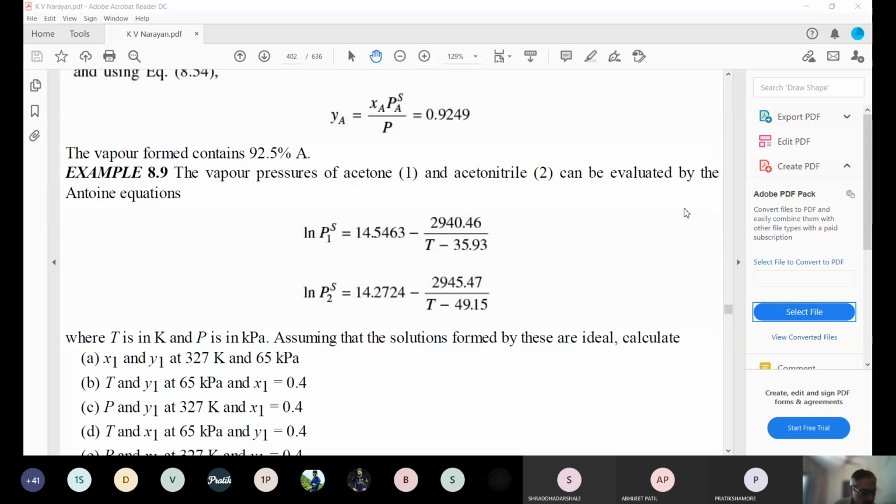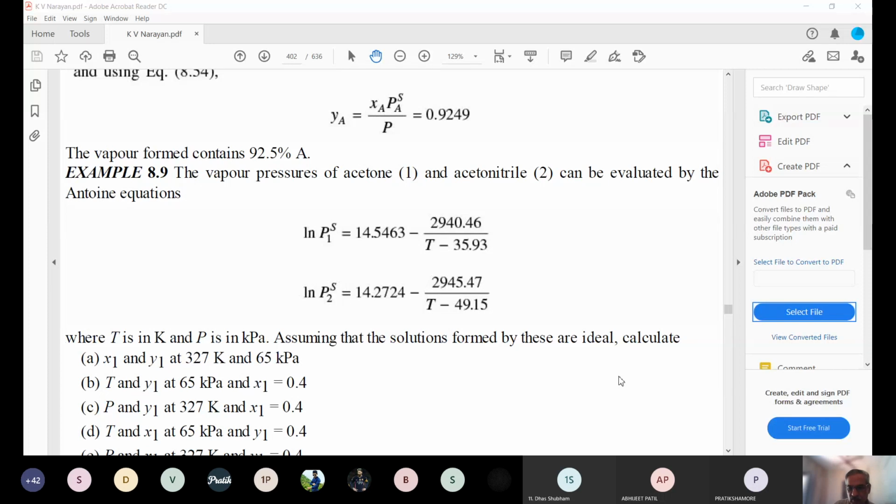हो गया क्या? P1s P2s. P1s is 95.65 and P2s is 44.68. Okay, so P कितना आया? 65.06. Okay, ठीक है. So now it is very close to 65. We know that temperature is 330.4 Kelvin. Okay, so that is the procedure for finding the temperature. When the temperature is not given, because Anton equation में temperature चाहिए रहता, so we have to iterate on temperature.